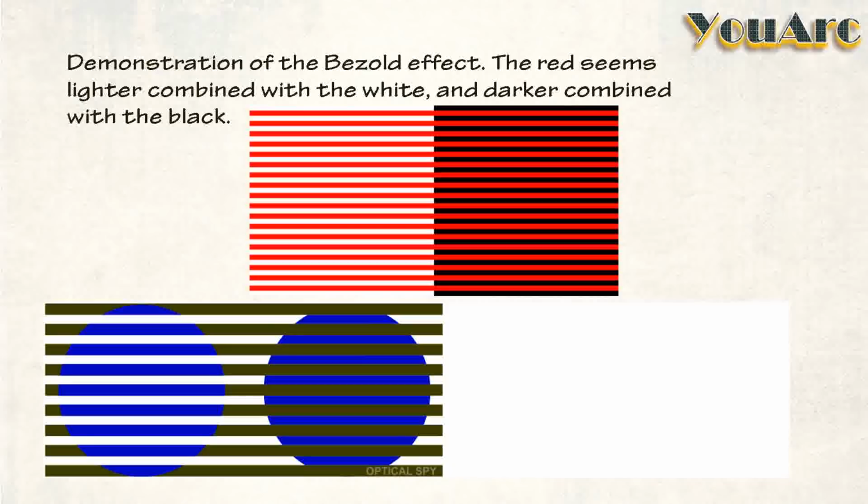So the red color seems lighter when combined with white and darker when combined with black. If you see this portion, we can see this particular red is lighter, and when it is combined with black here, we can feel this particular red is darker. But see here, both are the same color, but this difference in color is created. So this is demonstration of Bezold effect.